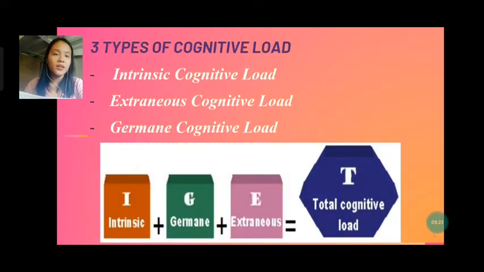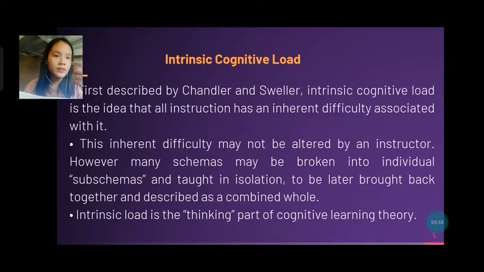So there are three types of cognitive load: the intrinsic cognitive load, the extraneous cognitive load, and the germane cognitive load. First, intrinsic cognitive load. It is described by Chandler and Sweller as the idea that all instructional material has an inherent difficulty associated with it. This inherent difficulty may not be altered by an instructor. However, many schemas may be broken into individual subschemas, taught in isolation, to be later brought back together and described as a combined whole.